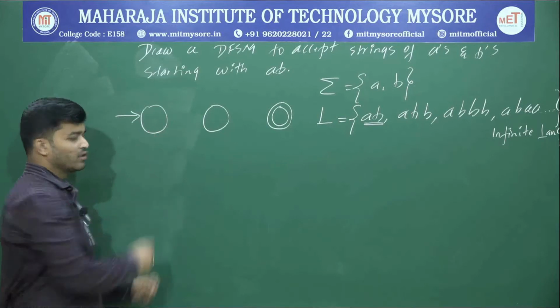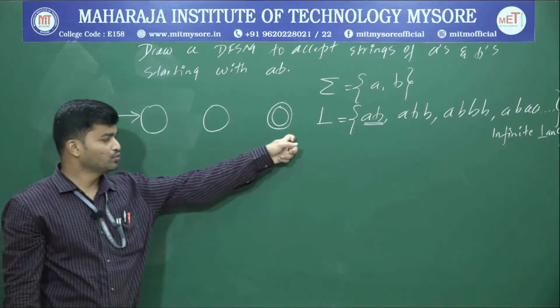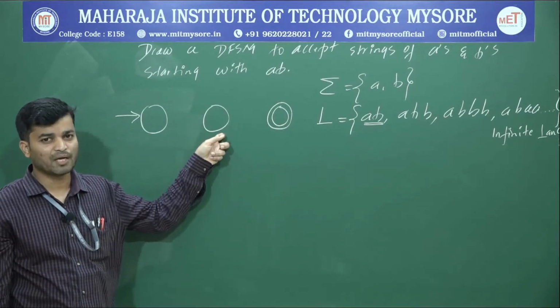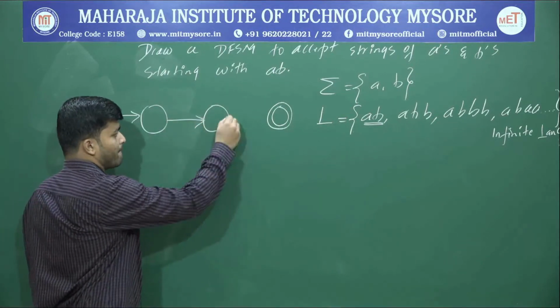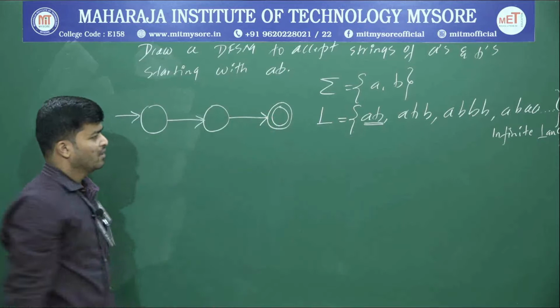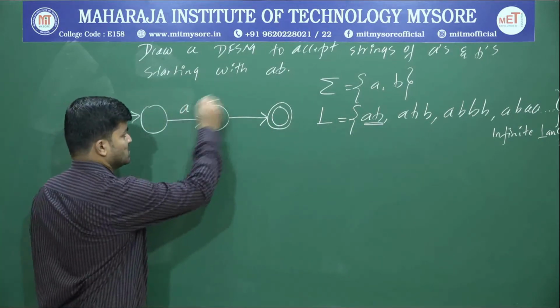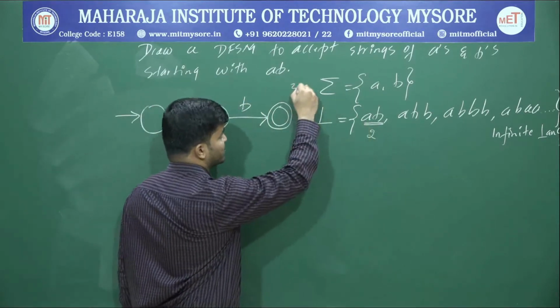Next, you know how to write the start state. A circle with an arrow will become the start state. A double circle will become the accepting state. And just a circle will become the intermediate state. Now connect these 3 using arrows. Okay. Next, whatever the minimum length string AB, you write that as it is. So the length is 2. So how many states have I taken? 3 states.